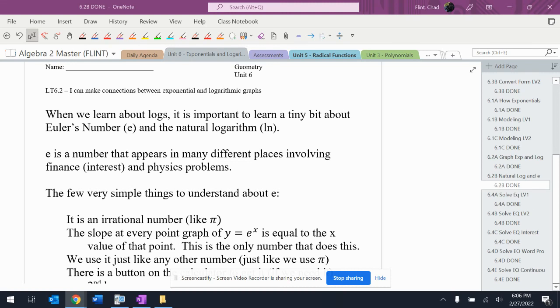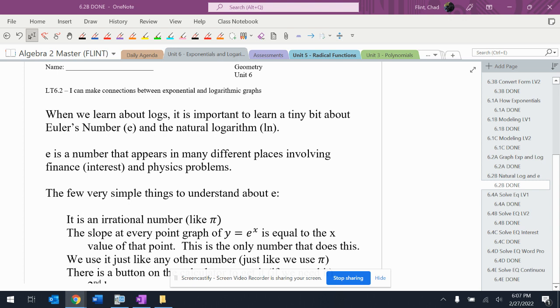So when we're learning about logarithms, it's important to make sure that we talk about what the number e is, which is Euler's number, and the natural logarithm. This is just another type of logarithm. It's another number, but it's a unique special number. So we should talk about it at least a little bit.